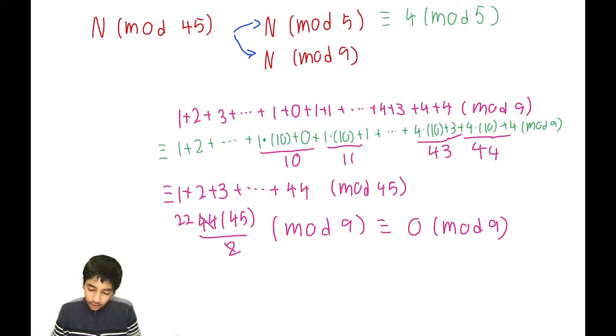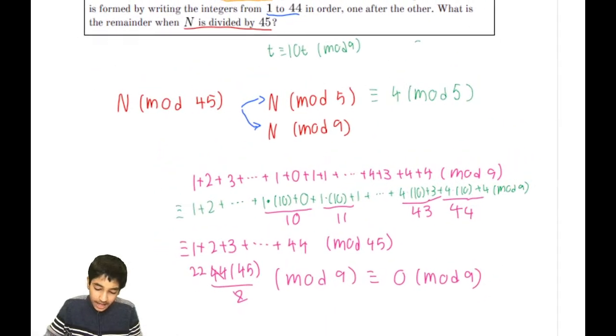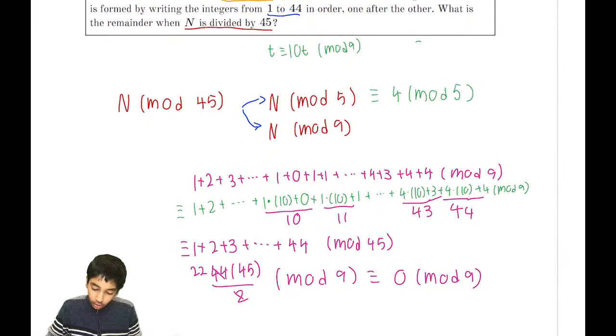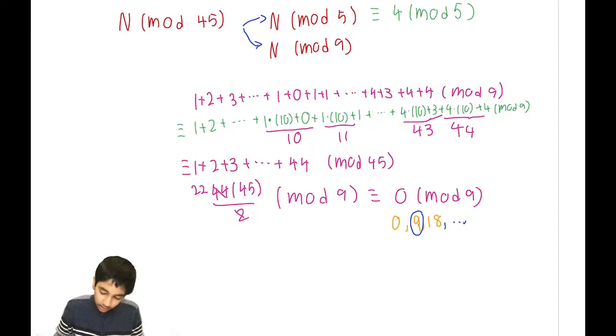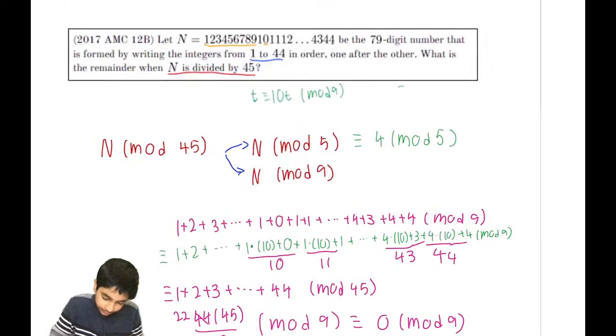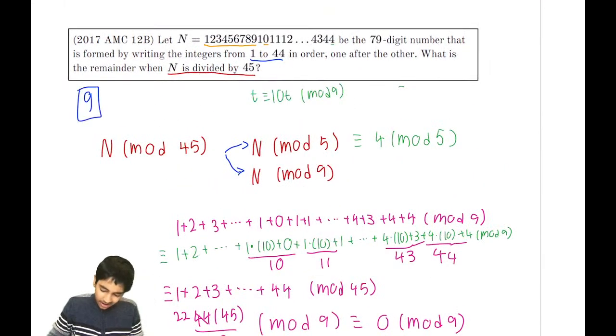So if a number is 0 mod 9 and 4 mod 5, then we can just write the possibilities: 0, 9, 18. We immediately see that 9 works, since 9 is 0 mod 9, and 9 is also 4 mod 5. So the solution is 9 mod 45. So the remainder when n is divided by 45 is just going to be 9. And that's the answer. So this is clever.